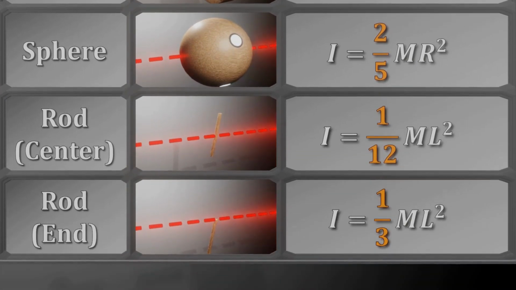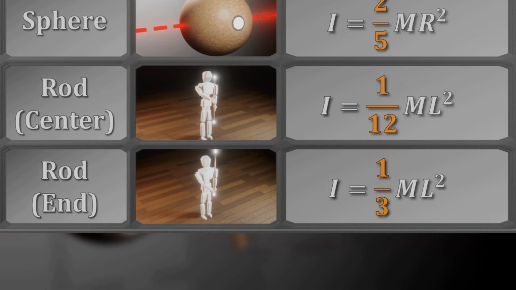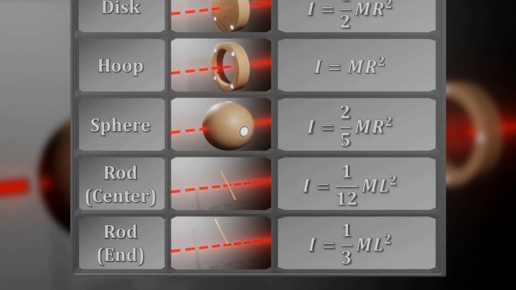Now, take note of the rod rotating about its center versus the rod rotating about its end. Even with two identical rods, rotating about the ends will have 4 times the moment of inertia as rotating about the center, as the mass is farther away from the axis on average. This agrees with the assessment we made in the third practical example. More information on why these two moments of inertia are different will be covered in our video on the parallel axis theorem.